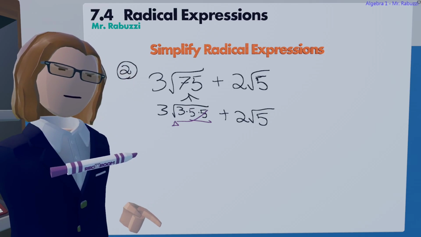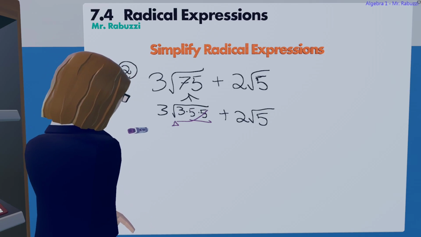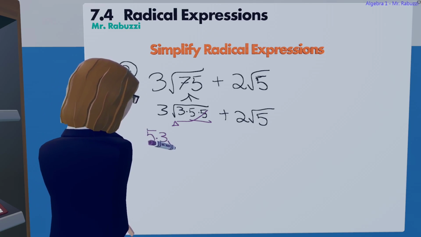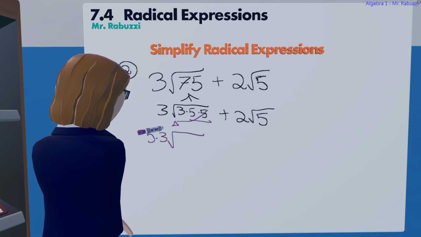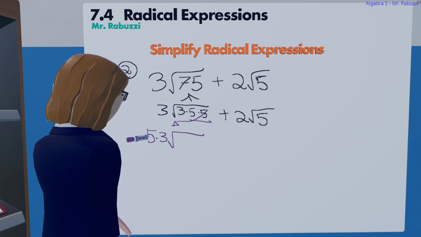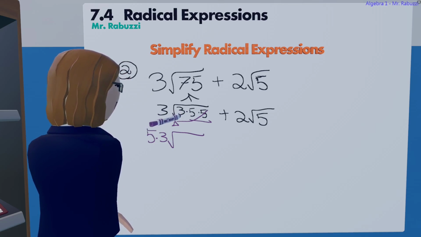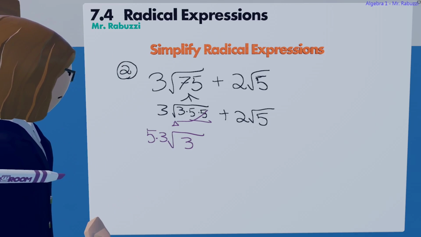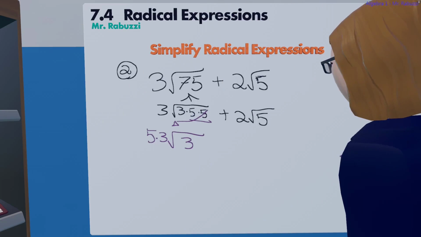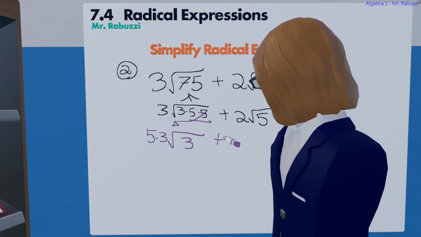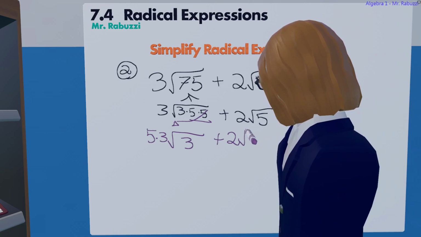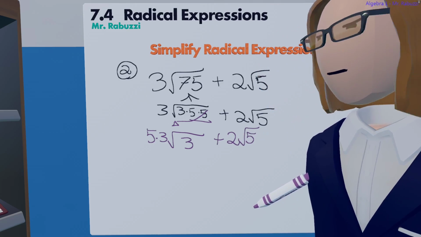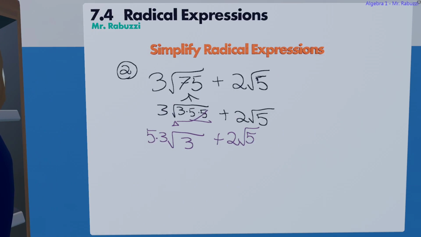Now, when it comes outside, it's multiplying. So it'll be 5 times 3, that 3 from outside here, and the 5 that escaped. And then we left that 3 behind inside. Sorry, dude. Okay. And over here, still nothing changed. 2 root 5. Okay. Can't help him out. All right. And then let's see.